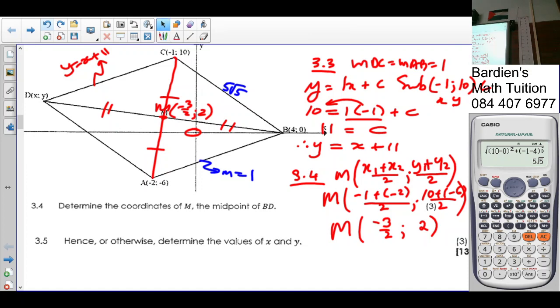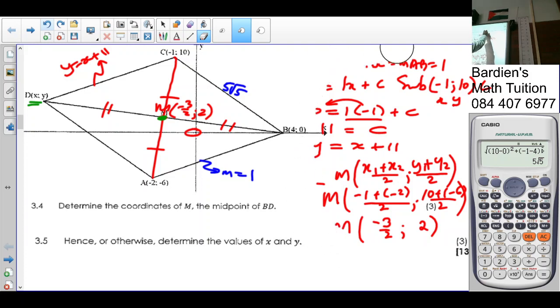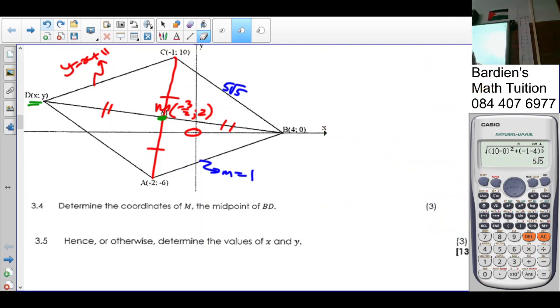And then the last question, it says hence or otherwise determine the values of x and y. So what do you notice now? I've noticed now that I have the midpoint and I want to calculate the end point. There's two ways of doing it. I'm going to do both ways with you now. The one way that she actually wants you to have done it was by using these analytical methods, okay?